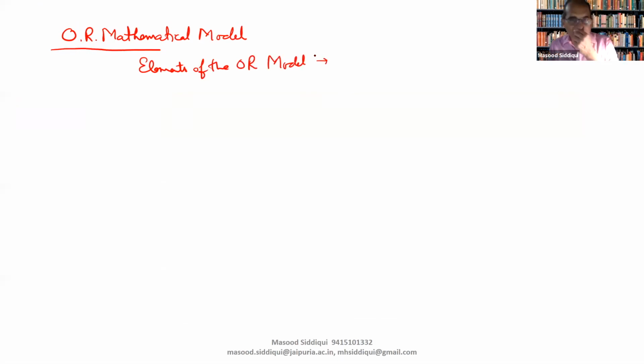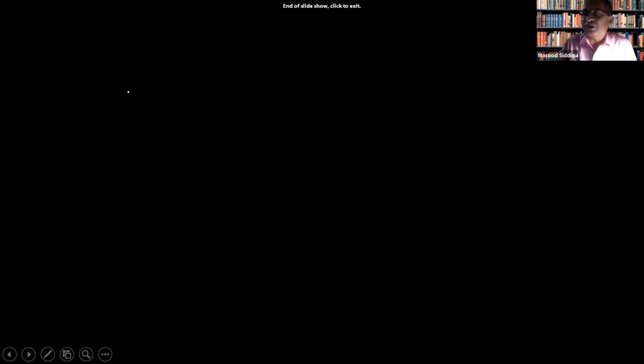Here, two things are to be kept in mind. Number one, we have the elements of the OR model. These elements are used to define the models. They are in the form of decision variables. Then we have the objective function. Then we have constraints or restrictions. One aspect is related to the elements of the OR model.